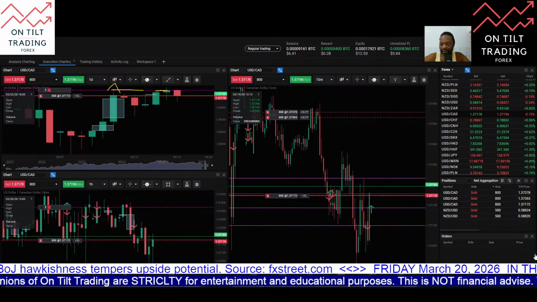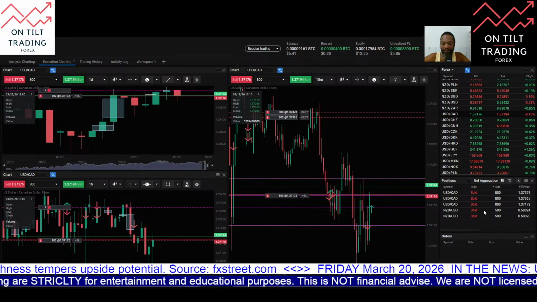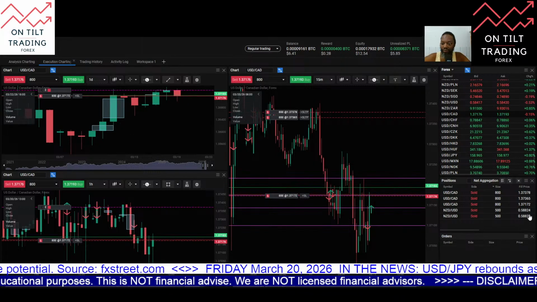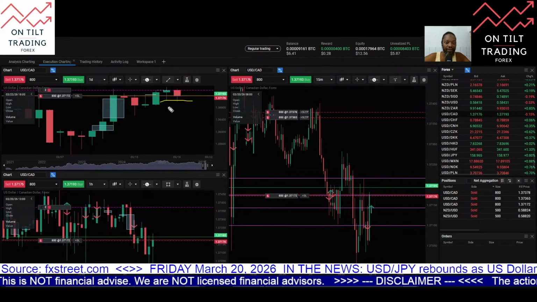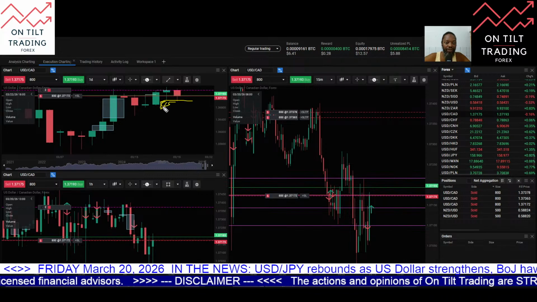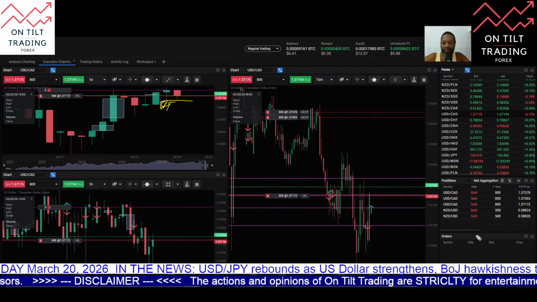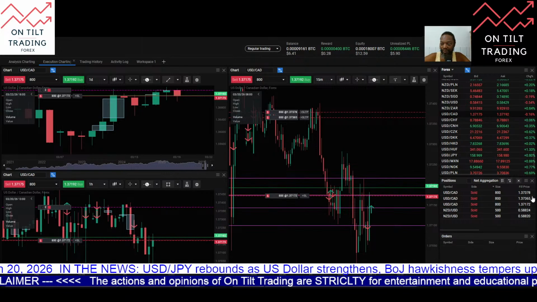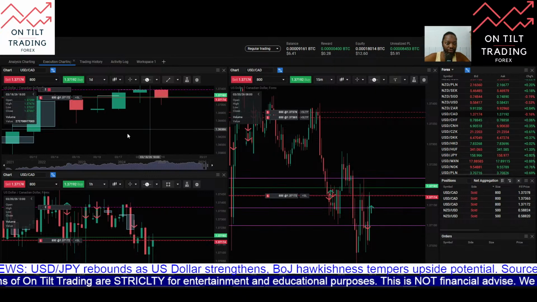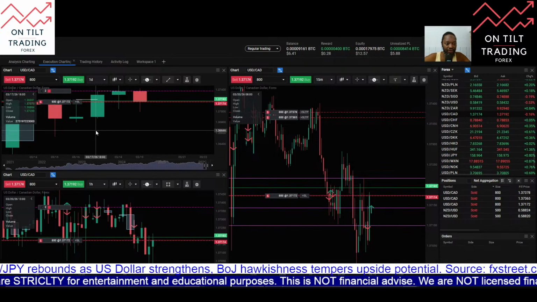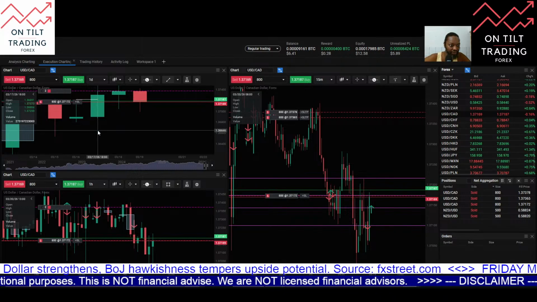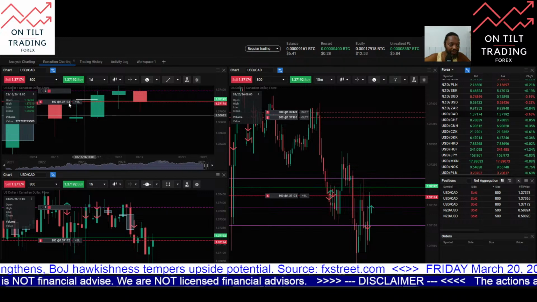So even though price has already swept out this daily sell side liquidity here below yesterday's low, I still believe that the price delivery algorithm is potentially still seeking lower prices. So I'm going to come down and likely target this next low here, which is 136.864.